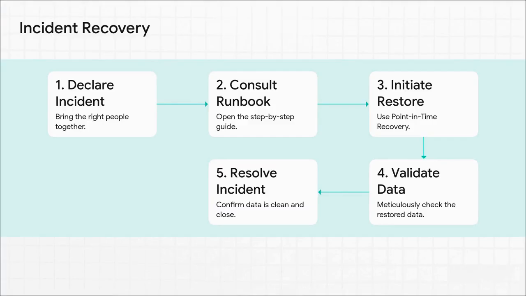Step 1, you declare an incident. Get the right people on a call now. Step 2, you open the runbook, that step-by-step guide you wrote for this exact disaster. Step 3, the runbook says what to do, so you do it. In our case, that means initiating that beautiful point-in-time recovery on Cloud SQL, winding it back to 2:12 a.m., just before that bad code landed.